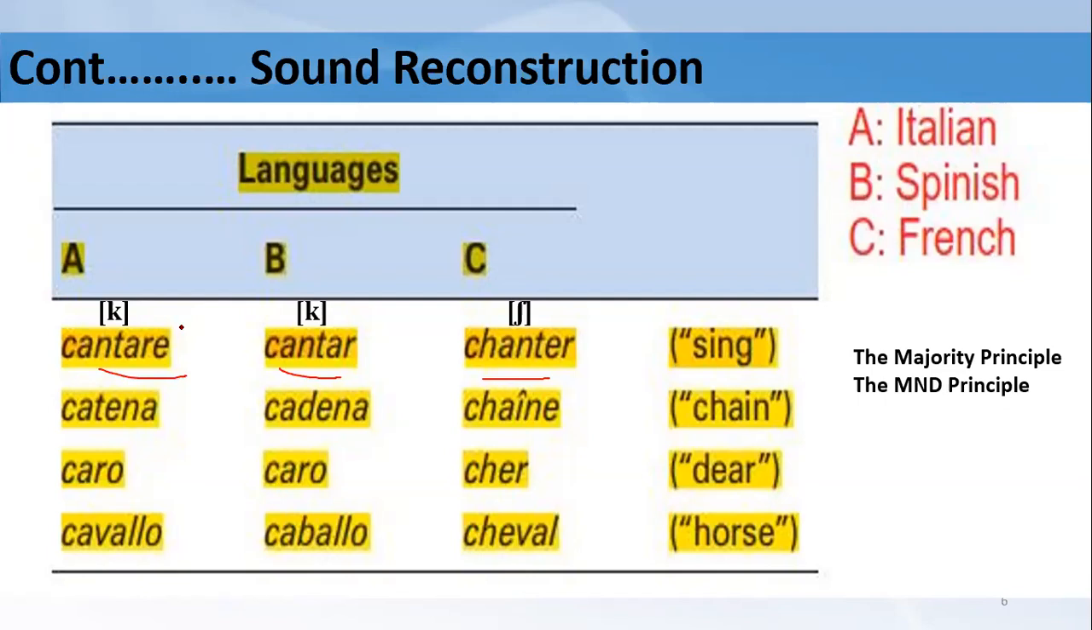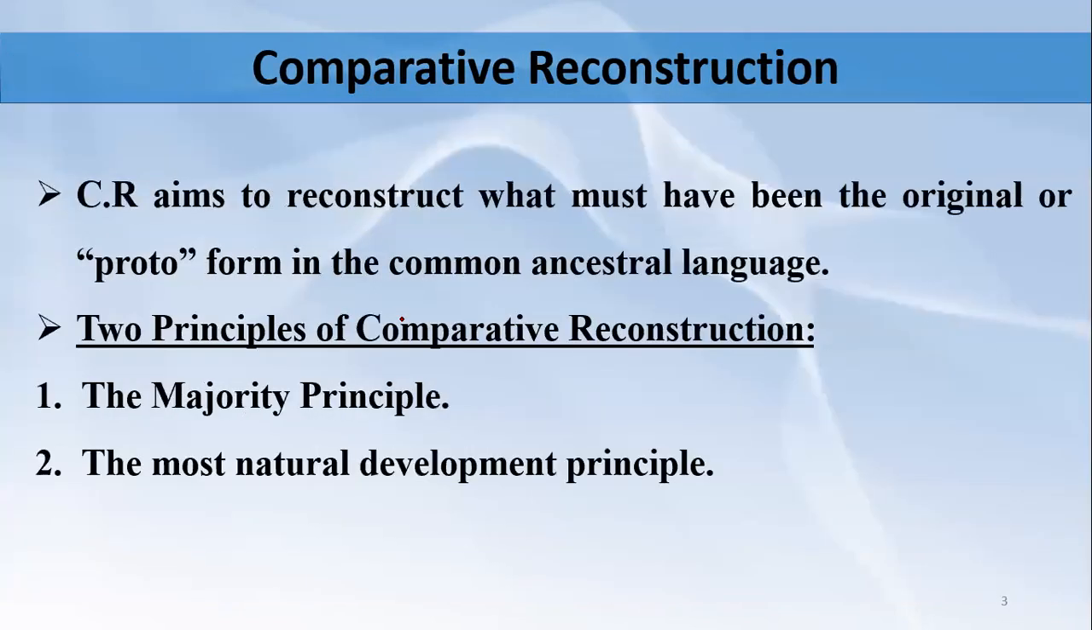So we cannot decide whether cantare or cantar or chanter. We do not know which one is the oldest form, the most original form, and which of these have been derived from the very first origin. Now, in order to decide this, we use this technique which is known as comparative reconstruction. This technique aims to reconstruct what must have been the original or protoform in the common ancestral language.